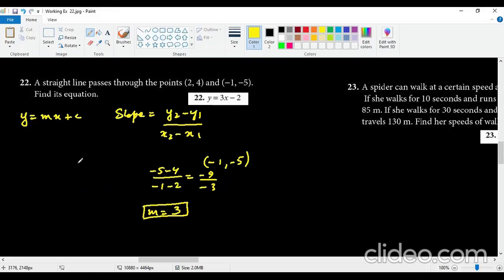Now substituting m into y equals mx plus c. Now I'm using the point 2, 4, that is going to be used, and 4 will be equal to 3 times, because the value of m is 3 and the value of x is 2, plus c. We find out the value of c. 4 equals 6 plus c. That means c equals 4 minus 6. So the value of c is negative 2.